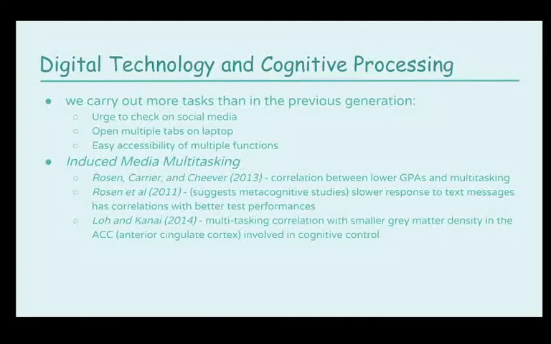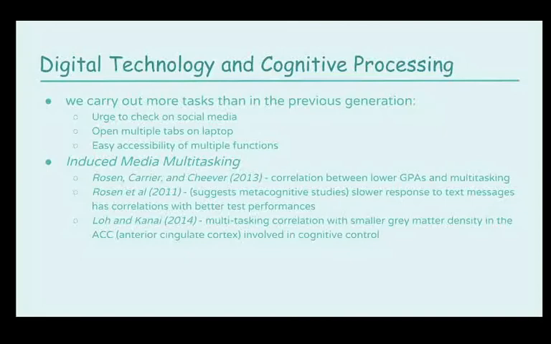And so basically, in digital technology and cognitive processing, we can see all around us that we do more tasks than the previous generation, and we do more multitasking, or a greater variety of tasks. Examples of this would be the urge to check on your social media, opening multiple tabs on your laptop, and the very easy accessibility of multiple functions.